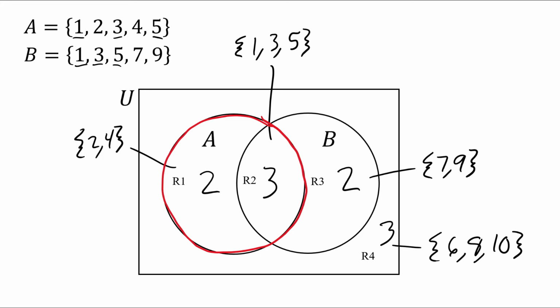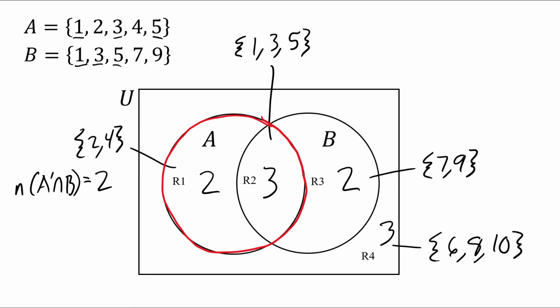All right, so let's write a couple other things. Let's first write out the number of elements in A complement intersect B. So those would be elements that are not in A, but are in B. That's actually referring just to region 3. That's 2 elements. So we're looking for elements that are in set B that are also not in set A. So that's 7 and 9, and that's 2 of them.